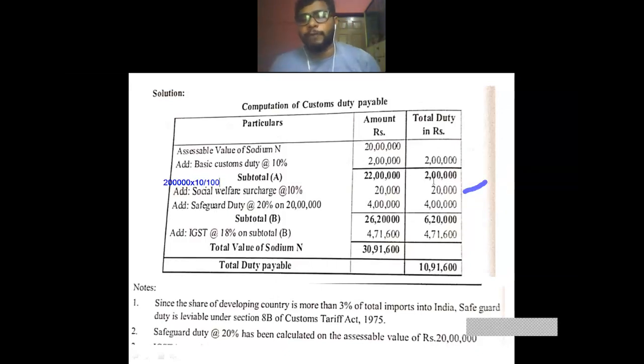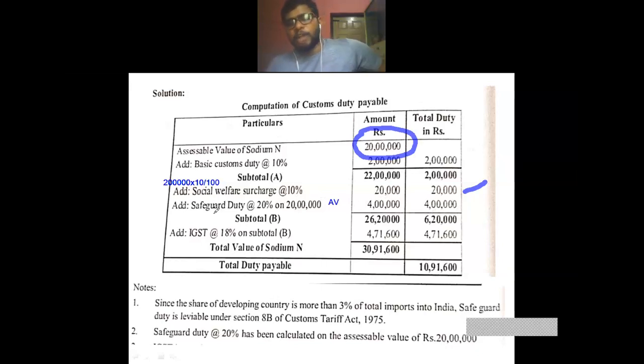Next, safeguard duty 20 percentage, which amount do you have to calculate it on? Don't calculate for this amount now. Safeguard duty, protective duty, anti-dumping duty given in terms of percentage, you have to calculate for assessable value. Assessable value is 20 lakh rupees. So 20 lakh into 20 percentage, 4 lakh.